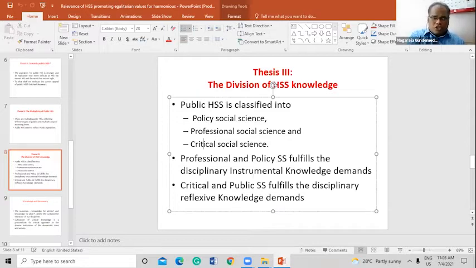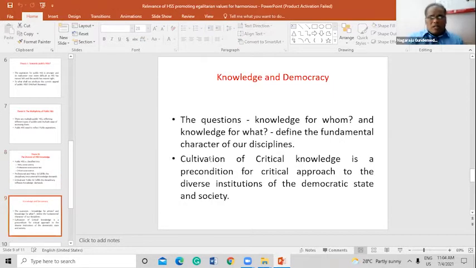That is the basic idea of instrumental knowledge, which was primarily articulated by scholars like James Mill. On the other hand, the critical and public social sciences will fulfill the disciplinary as well as reflexive knowledge systems. Right, friends? So this is how we need to understand this whole idea of the public humanities and social sciences and their multiple types. Ultimately, the goal of knowledge is the deepening of democracy. But how do we work towards deepening of democracy?